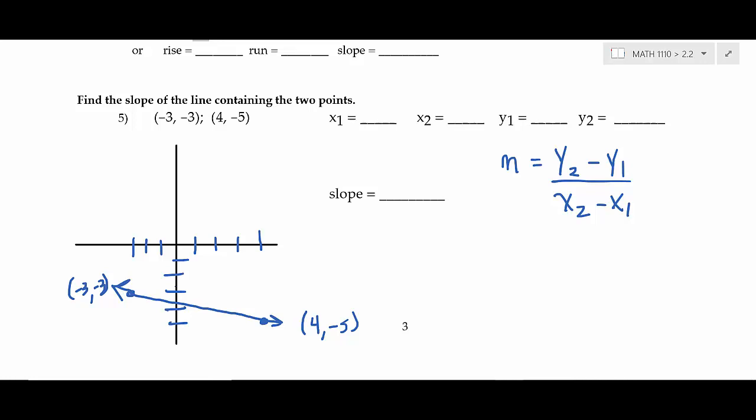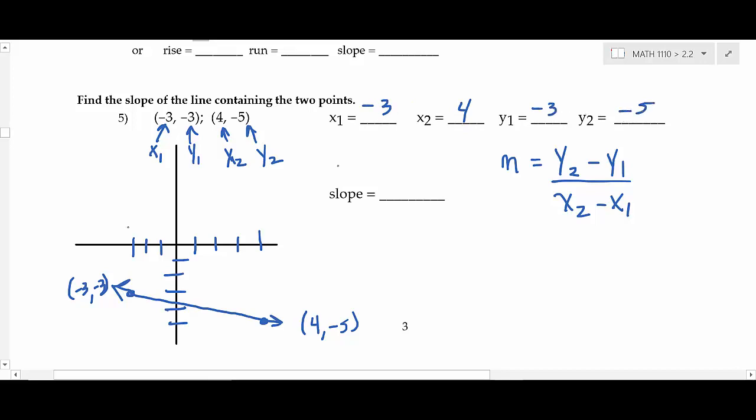Now you can do this kind of like this. Usually the first point, you can call that x1, y1. That just means the x and y value of the first point. And this one would be x2, y2. You don't even have to do that, but just to show you what the meaning of everything in the formula is. So I'm just going to say that x1 is -3, x2 is 4, y1 is -3, and y2 is -5.